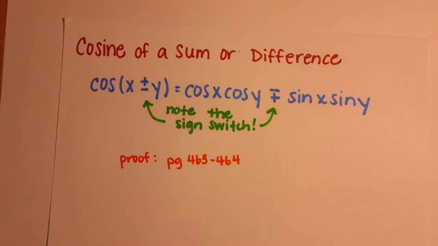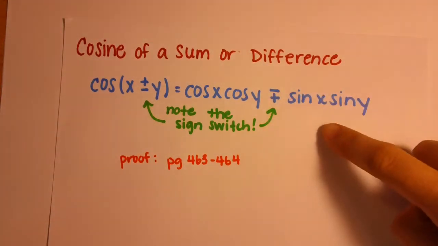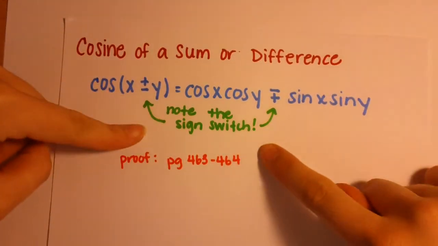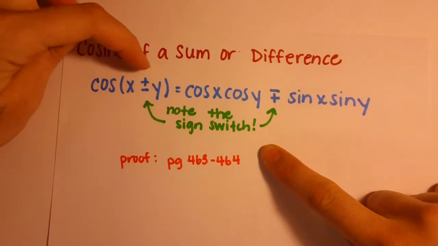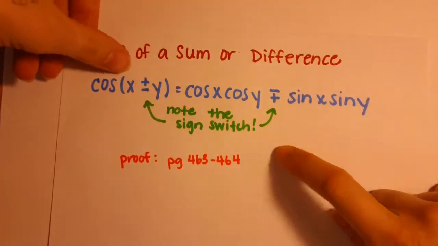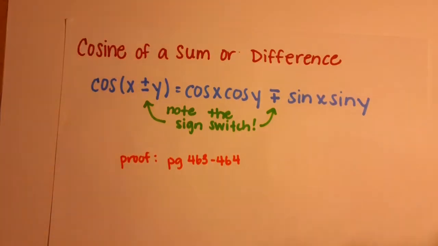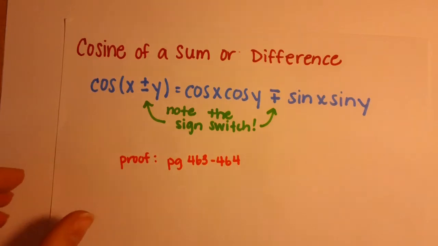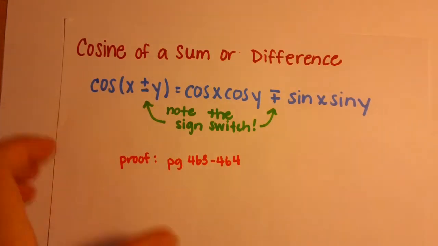So the cosine of x plus or minus y equals cosine x, cosine y, minus or plus sine x, sine y. So you've got to note the sign switch. Cosine of x plus y is cosine x, cosine y minus sine x, sine y. Cosine of x minus y is cosine x, cosine y plus sine x, sine y. There's a proof of this on page 463 in your book if you're interested.